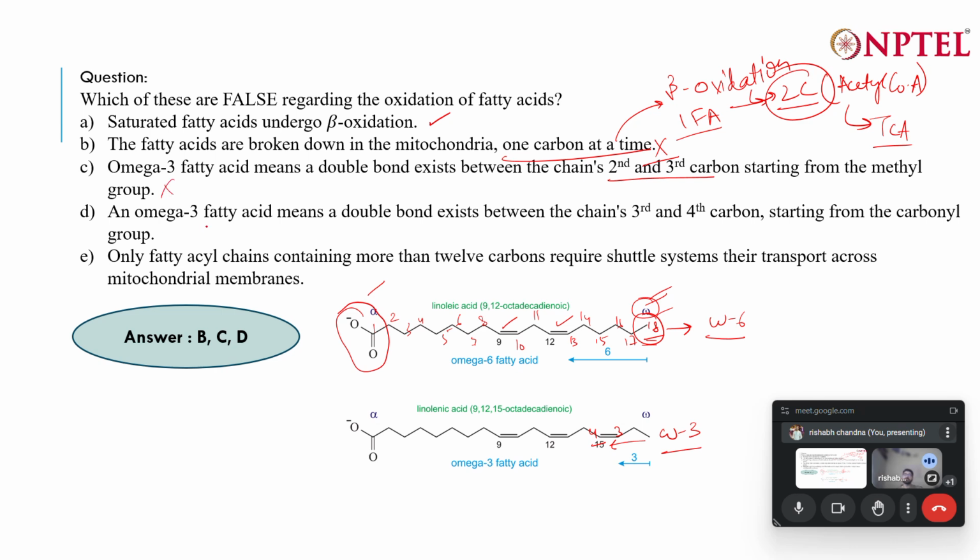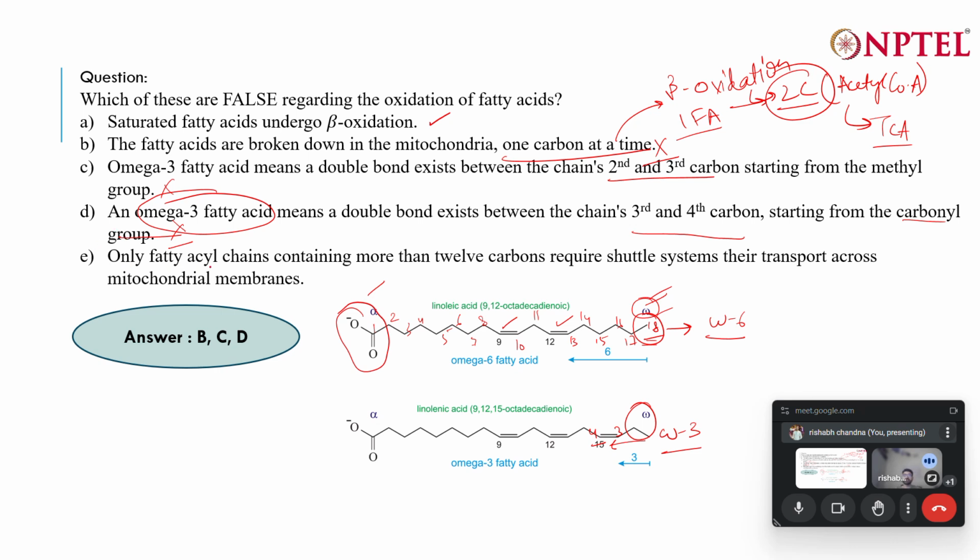Then, an omega 3 fatty acid means a double bond that exists between the chain's third and fourth carbon starting from the carbonyl group. No. As I said, the omega 3 nomenclature starts from the omega carbon. So this option is also false.